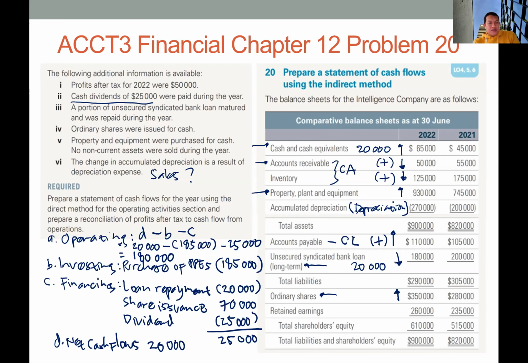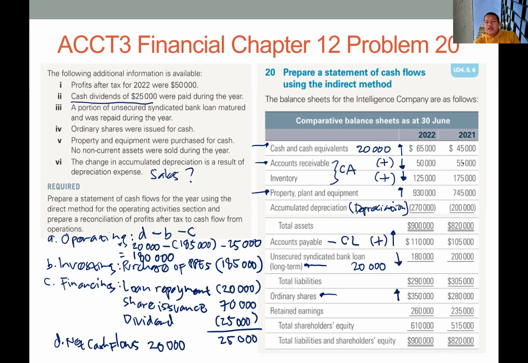And then non-current assets were sold during the year. Okay. So do we have, for PPE, it is changing. Yeah, so it's increasing, right? So it's not a disposal, but this is addition of property, plant, and equipment. The change in accumulated depreciation is a result of, okay.